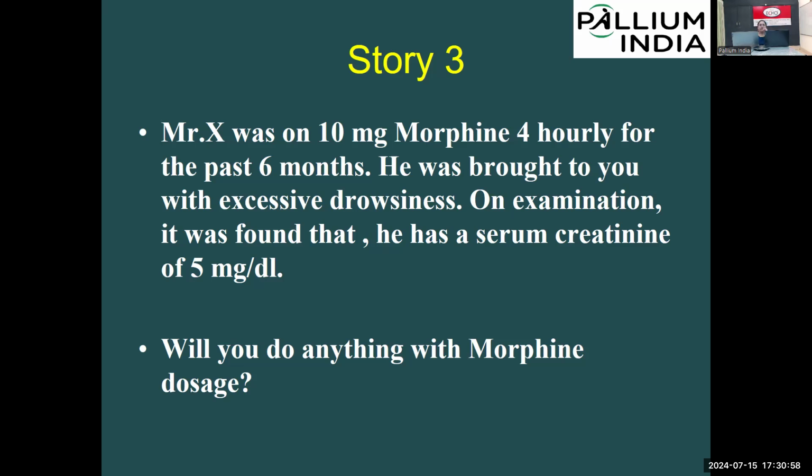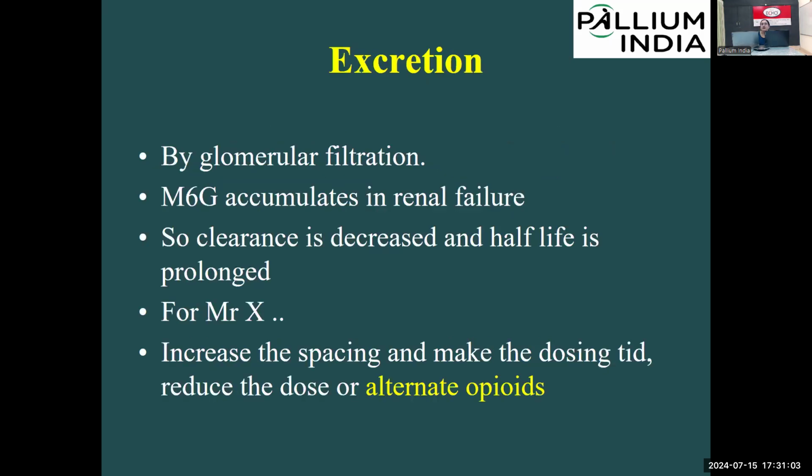We'll discuss more on this. For this, we need to know the excretion of morphine. Morphine is excreted from the body by glomerular filtration. So what happens in patients with, here the serum creatinine is increased. In patients in renal failure, morphine 6-glucuronide accumulates in the blood and its half-life gets prolonged as the clearance is decreased. So even with lesser doses or less frequent doses, it can produce satisfactory analgesia.